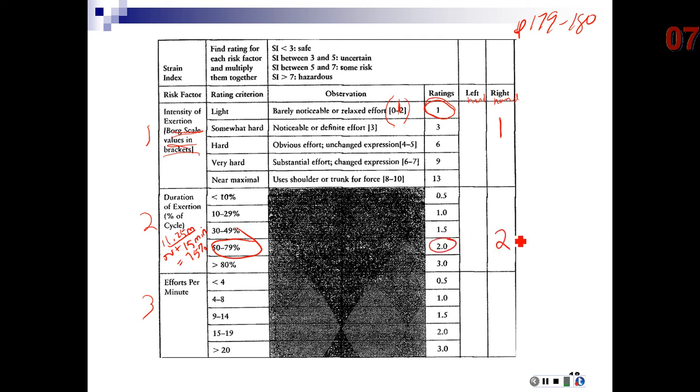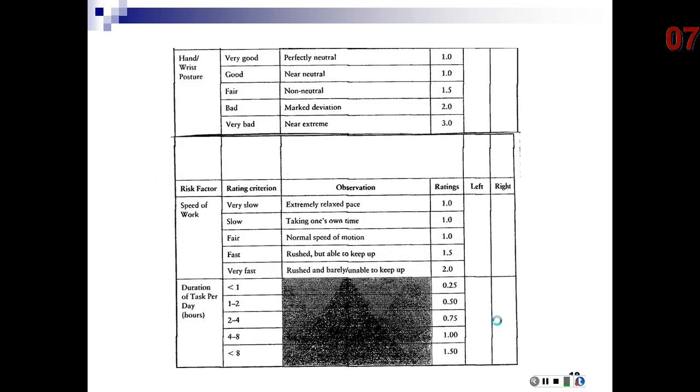Again for the right hand, efforts per minute, the problem stated 50 reps per minute. That is greater than 20, so for this one we have a value of 3 for the right hand. On page 180, the table continues. I've cut and pasted so the table appears somewhat differently, but the fourth factor we consider is hand wrist posture. I gave you the information of 55 degrees extension, which is near extreme, and so we have a value of 3.0 for the right hand.